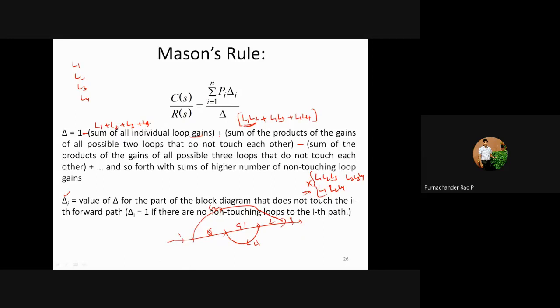Here this is a forward path. One forward path is from this point to this point, and the next forward path is like this. For this forward path, this loop is not touching. So that value has to be put in the delta i diagram. We'll solve all this again. Is it clear? This is Mason's gain formula, or Mason's rule.